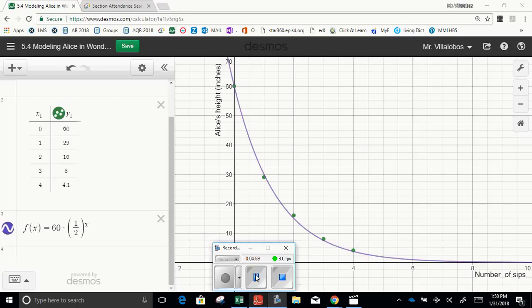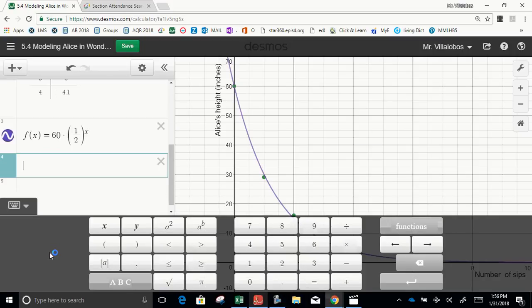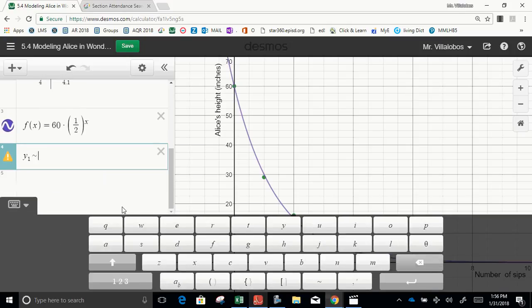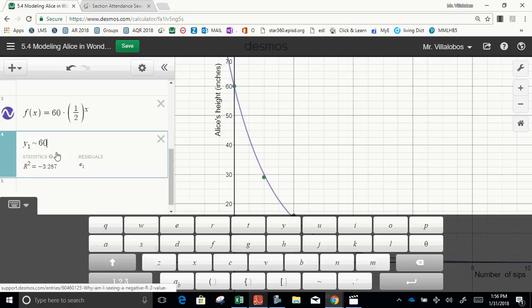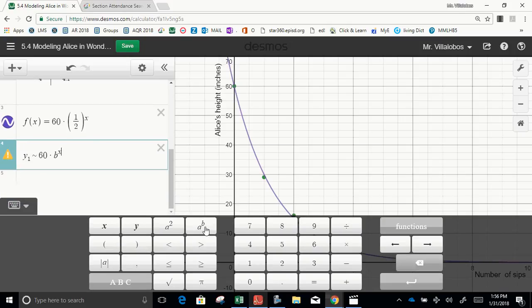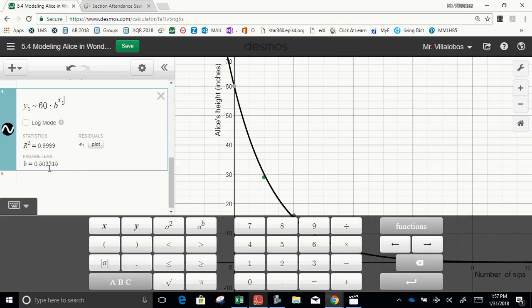So let's take a look. Here we go. So does this model that I think I know, what's the computer going to say? Let's try the computer. Y1, click on the ABC key, go to the tilde, the little approximate key, similar. So it's similar to, I think I know that 60 is where she started, so I'm not going to ask for that. And I'm going to see times B to the power, where's the power key? Power key's right here. X1. And it thinks that I should use 0.503, which is 50%.